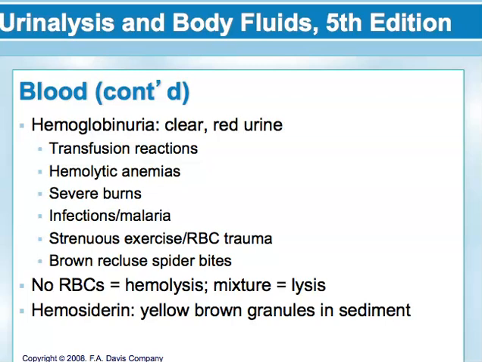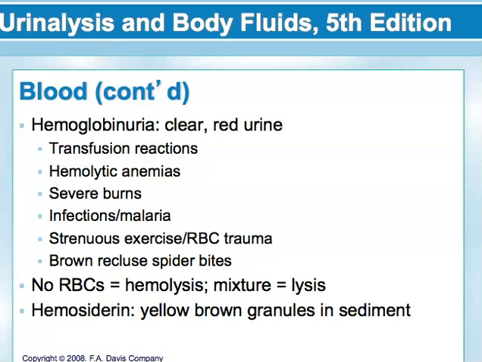Hemoglobin is usually not available for filtration by the glomerulus because under normal conditions, it's bound to haptoglobin, which is a protein produced by the liver that transports free hemoglobin back to the liver for recycling. But in conditions such as hemolytic anemias, transfusion reactions, severe burns, brown recluse spider bites, infections, and strenuous exercise, the amount of free hemoglobin exceeds the haptoglobin content, so hemoglobin is available to the glomerulus for filtration.